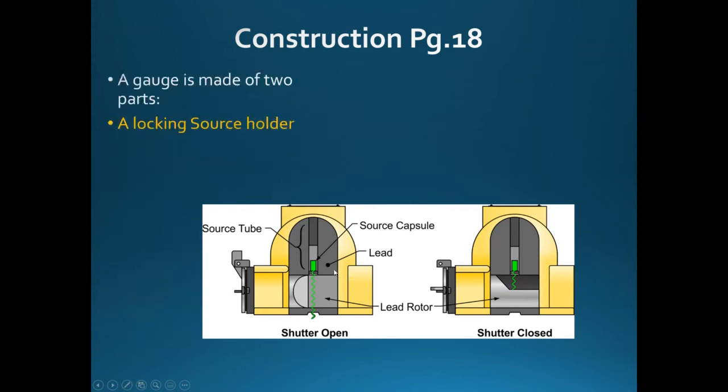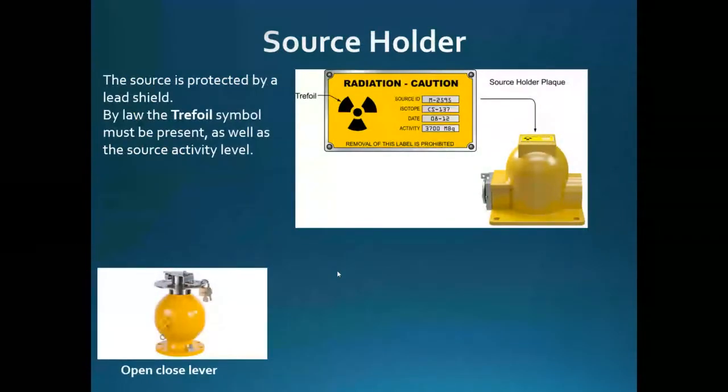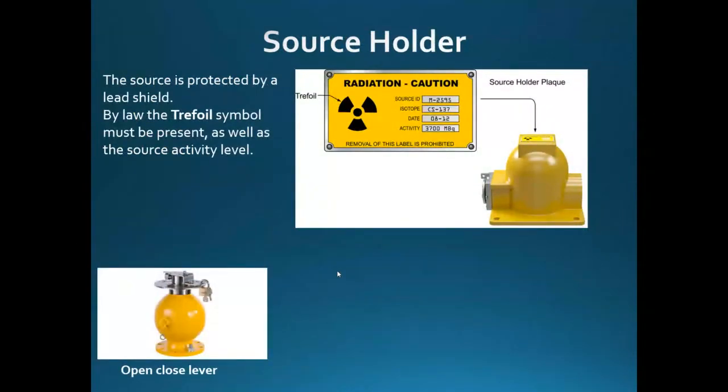It's made of two parts, the locking source holder and the detector. We'll talk about the detector a little bit later. Okay, the source holder is protected by a lead shield, as we saw in the previous diagram here. And by law, it has to have this fancy sticker on it, which has the symbol that we all know so well. It's called a trefoil, and it must be present and must have a bunch of information on it, as you see here: identification, the type of isotope, date, and the activity of that particular isotope.